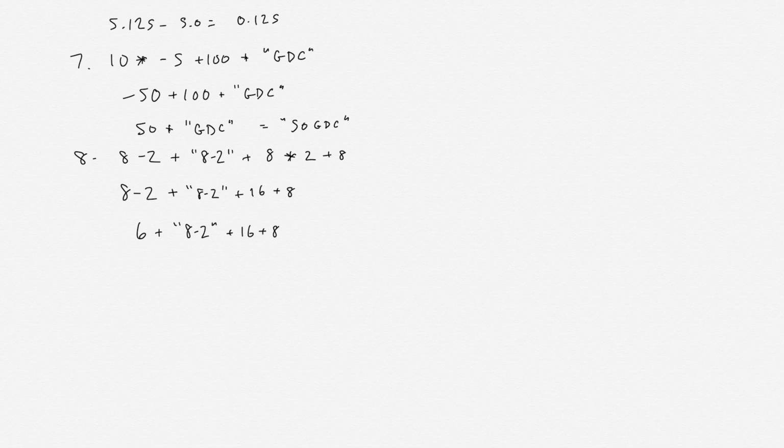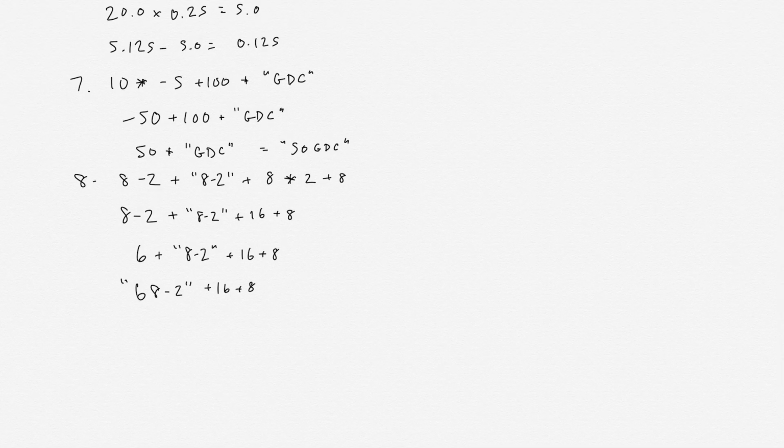So now that we've hit a string, we'll just concatenate it. So we do 6, 8 minus 2. This is a string plus 16 plus 8. And so what we can do here is just add them up. 6, 8 minus 2. And we just concatenate these numbers instead of adding them up because it is preceded by a string. 16, 8. This is our final answer.